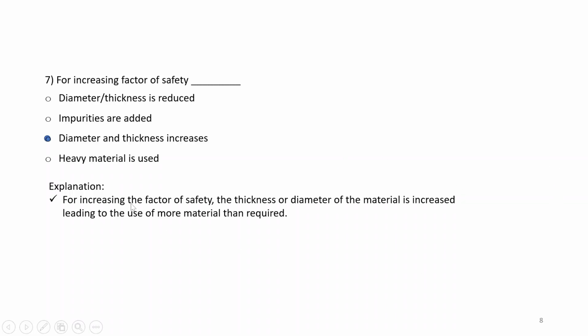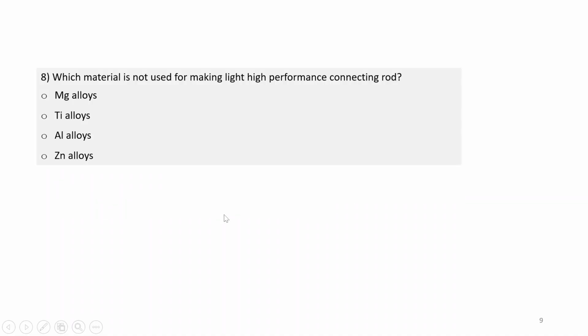Okay, so for increasing the factor of safety, the thickness or diameter of a material is increased, leading to the use of more material than required. So though you will be using more material, it is less likely to fail, for the safety of people that are using that particular machine or structure.